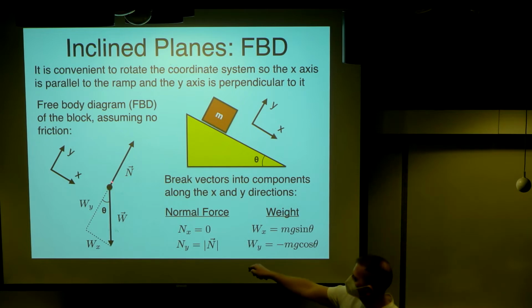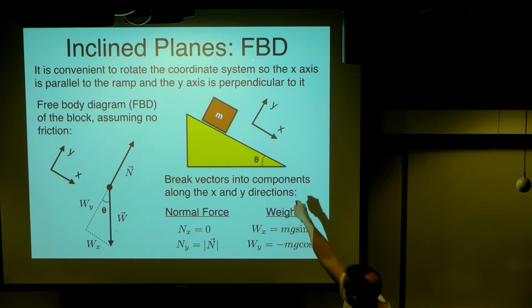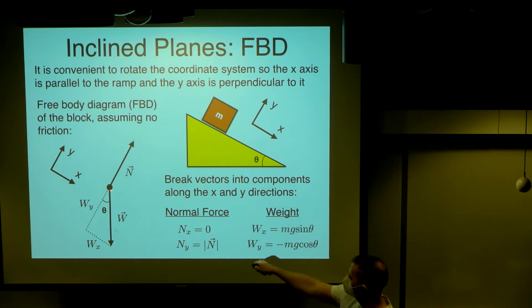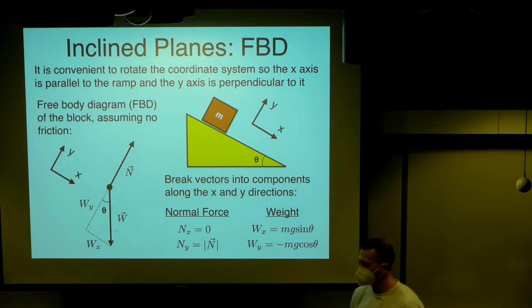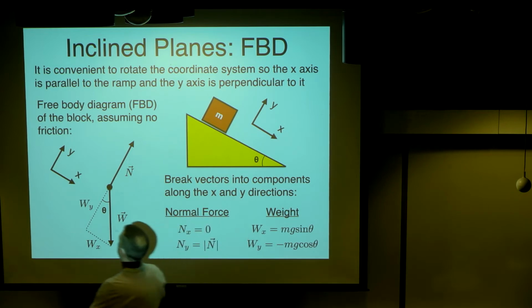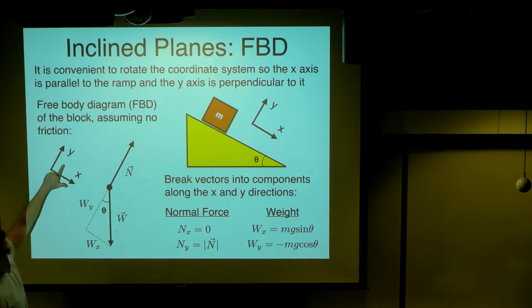But your normal force is, again, going perpendicular to the surface of the ramp, so it's off at some angle like this. Okay? But remember, we're working in this coordinate system, which has been rotated such that the x-axis is going down the ramp, the y-axis is coming out of the ramp like this. So if we want to break our vectors, the N vector and the W vector, into components, here's how it's going to work, okay?